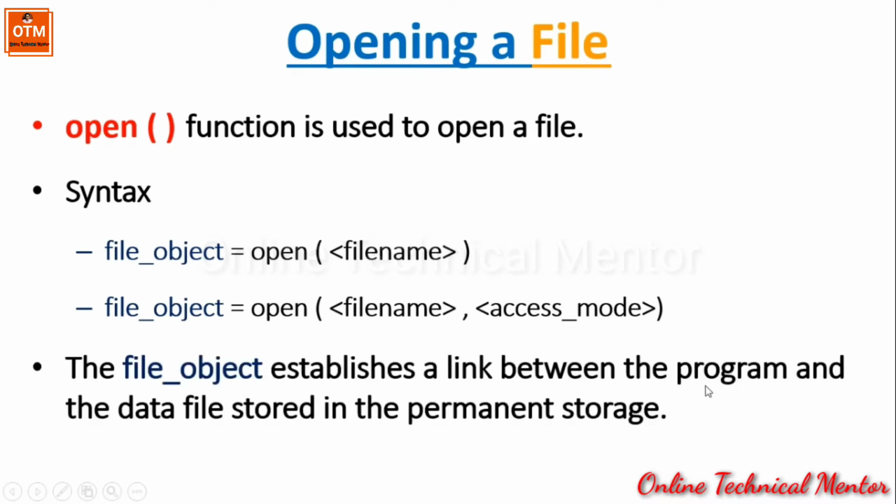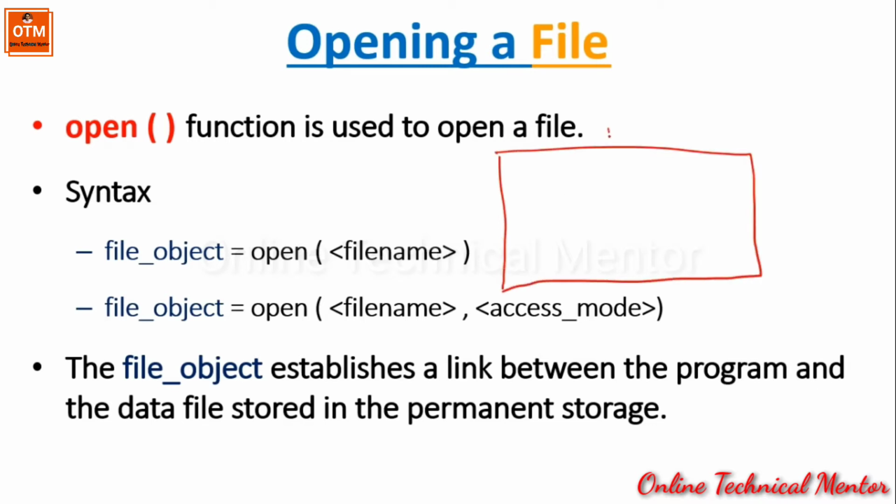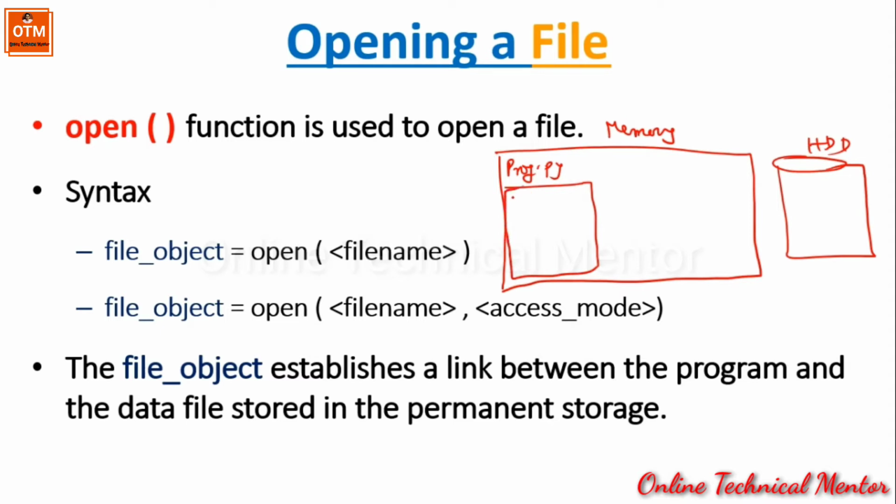The file object establishes a link between the program and the data file stored in the permanent storage. Suppose this is the memory of the computer, and this is the permanent storage device, the hard disk drive. Consider a program, say prog.py. Suppose this is a Python program, and within it I have written some file handling code, and let me consider f as a file object. So file object f equal to open. Suppose I have opened a file whose name is abcd.txt.